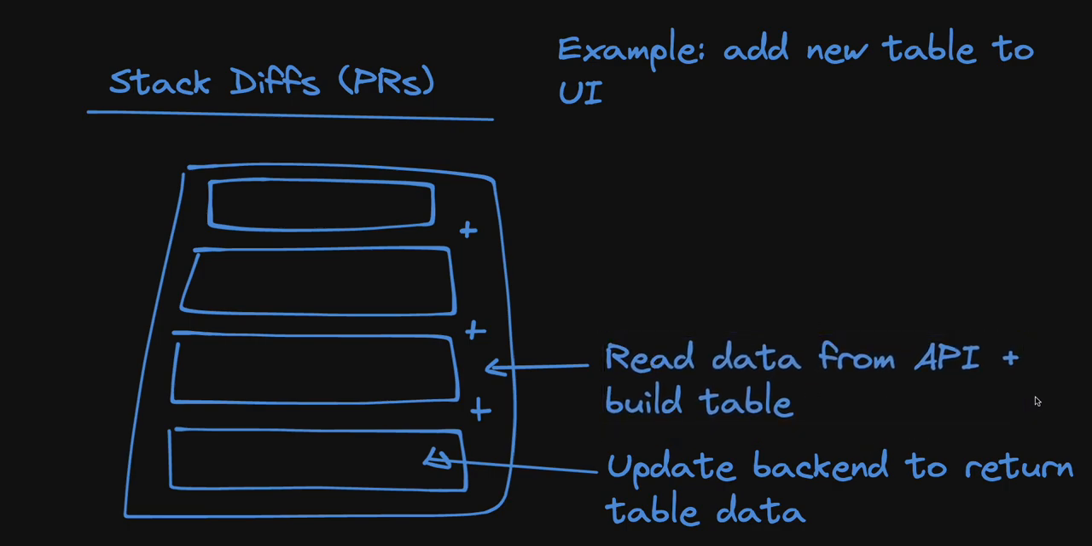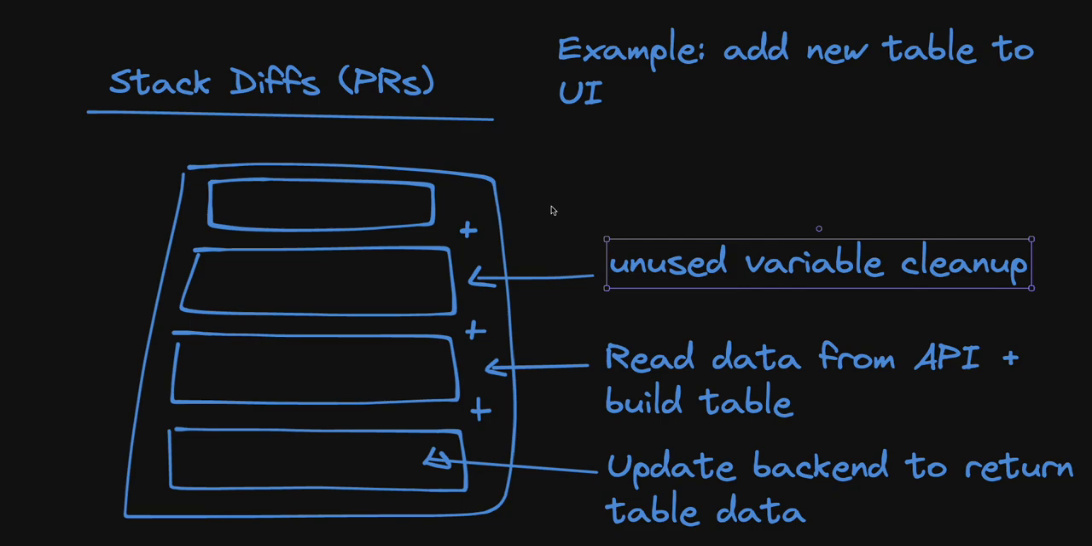Then maybe the next diff could be integrating this into existing call sites, or you could feasibly do this in the previous one, but depending on the complexity of the feature, you'll have some other things. Or maybe you notice that the file where this table is going to go has some anti-practices, or it's not formatted, or there are some unused variables. So maybe you do some unused variable cleanup to keep the code base clean. And there are just some other things that you do as part of the flow of implementing this table.